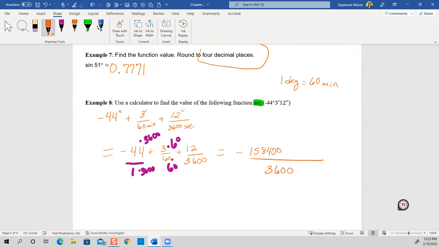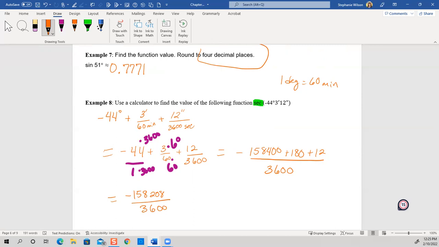All right, so now I got 3 times 60, 180, that's 12. All right, all over 3,600. So what I got is a negative 158,400 plus 180 plus 12. So I get a negative 15,828, all divided by 3,600. And I would go ahead and divide that by 3,600, but leave it in fraction form.